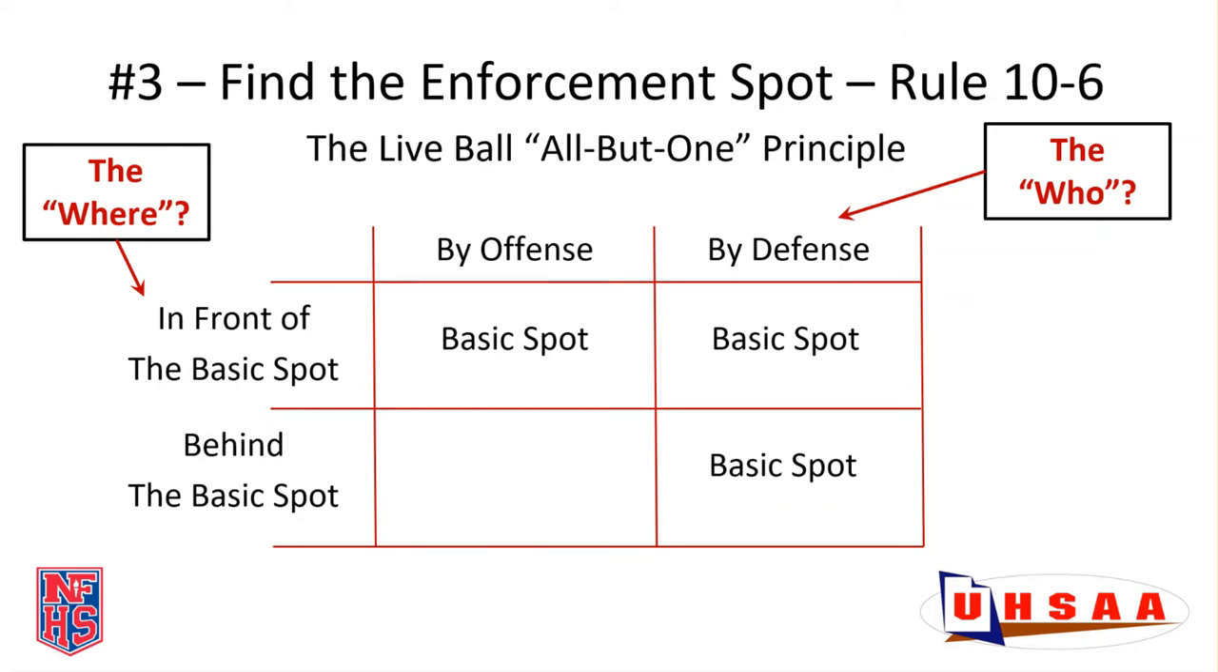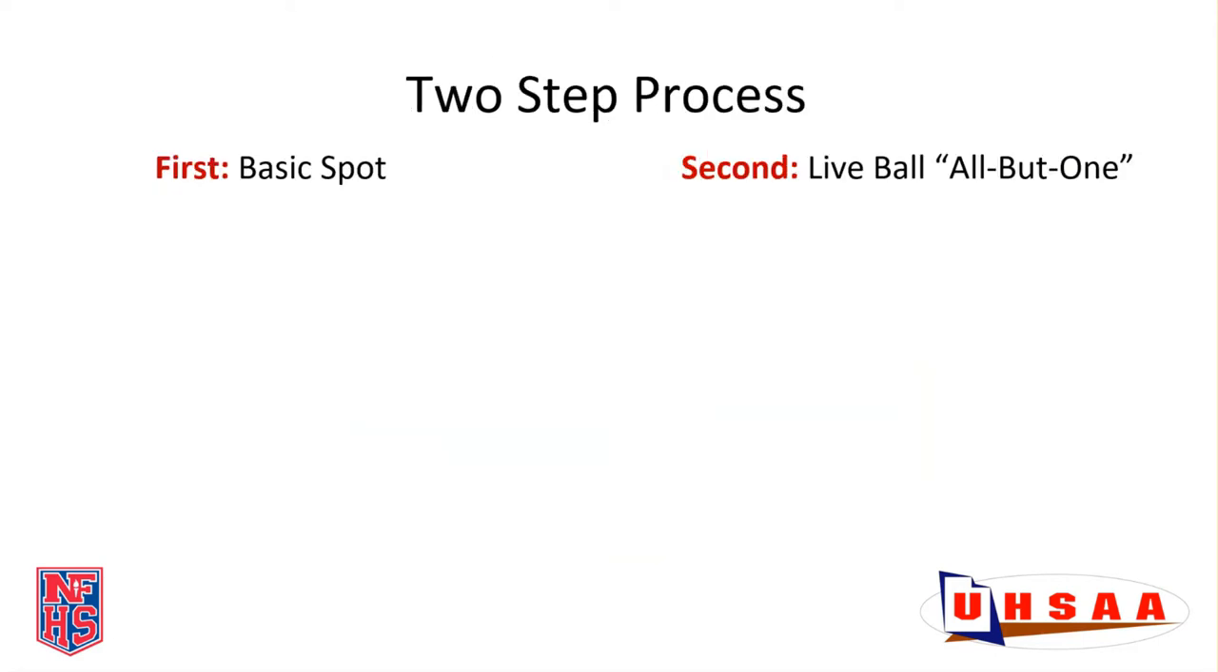Now you'll notice here that we filled in all three of the 4 quadrants. We filled in all but one, and guess what? That one's different. So if it's a foul by the offense behind the basic spot, we will penalize from the spot of the foul. That's what they mean by the all but one principle. All of the basic spots are used as the enforcement spot, except if it's a foul by the offense behind the basic spot.